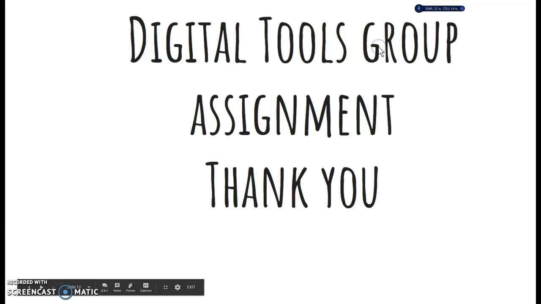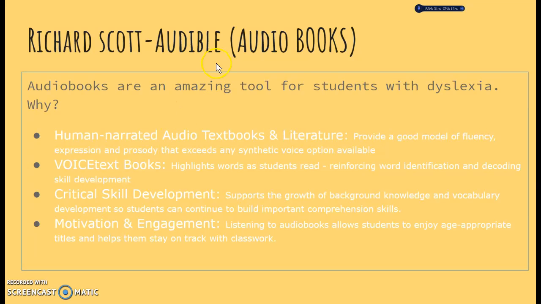So there is Audible, these are audiobooks, and audiobooks can be used for as young as kindergarten all the way up to high school students. These are an amazing tool for students with dyslexia, especially the students with dyslexia and struggling readers, because they cannot read these books independently. So they are human narrated audio books and textbooks and literature.